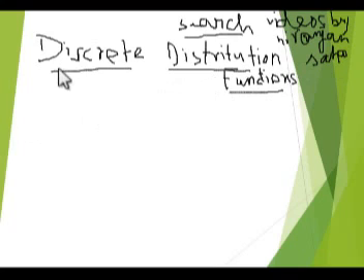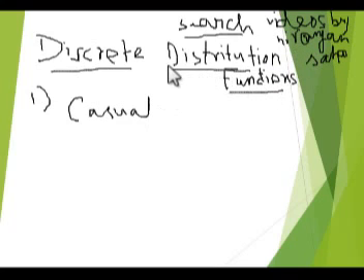So first, discrete distribution functions. The first one is casual distribution, a very simple casual distribution. I am assuming that you have watched my videos. That's why I have not discussed what a distribution function is again. I have already discussed it in my videos. That's why I am not discussing it today. I am just going through all the types of discrete distribution function.